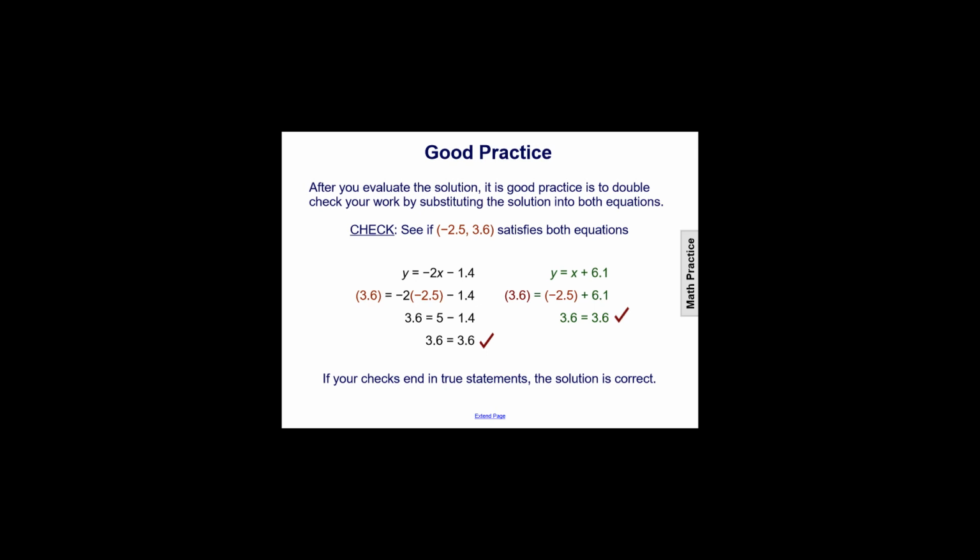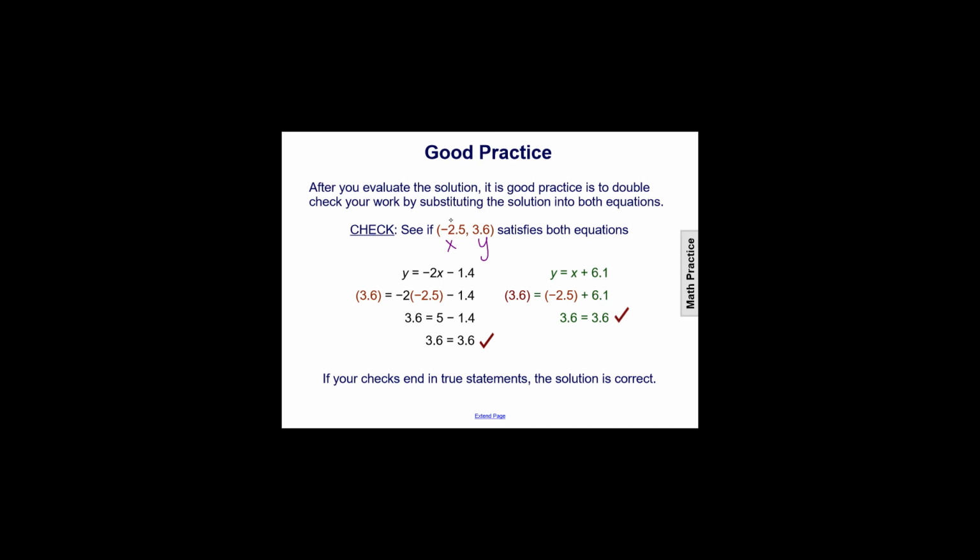Remember, if it's a solution to the system, it should make both equations in the system true when you substitute in those values for x and y. In this case, we want to see if x equals negative 2.5 and y equals 3.6. We want to make sure those equations are true.